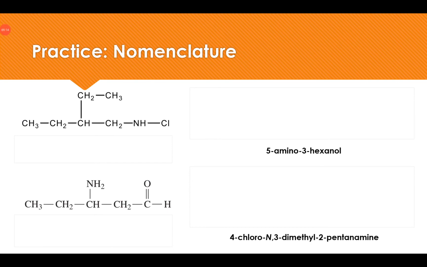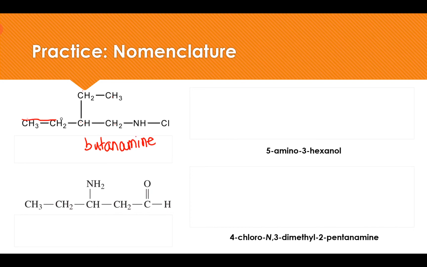Let's do some more practice with a little bit more complicated molecules. Go ahead and pause the video and try to work out the names for each of these. All right, let's go over this. So we need the longest chain for this. This has 1, 2, 3, 4, 1, 2, 3, 4. So either way, we have a 4 carbon long chain attached to our nitrogen. And so that is going to be butanamine.